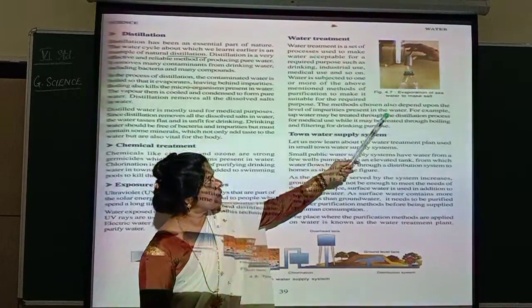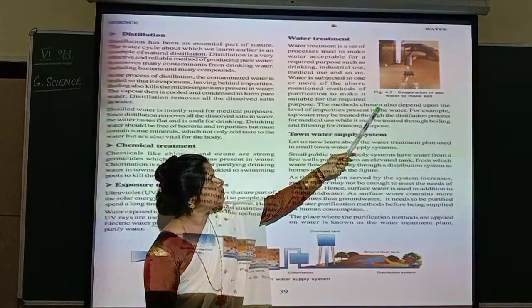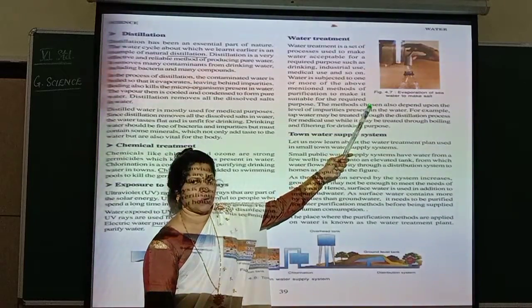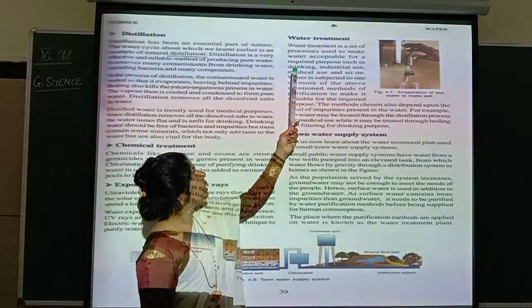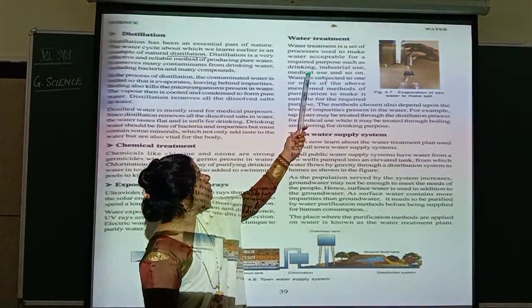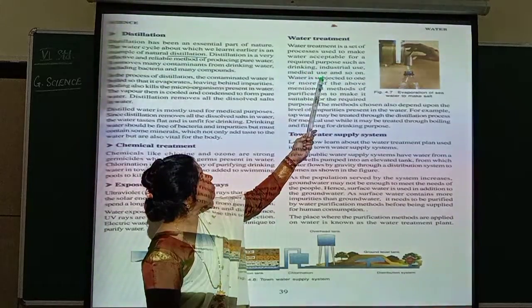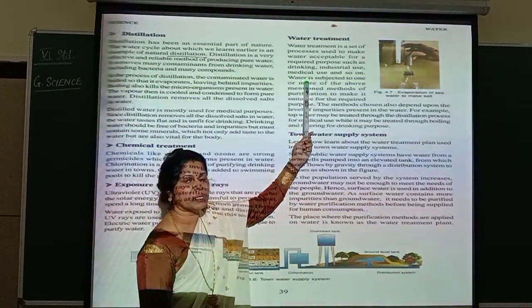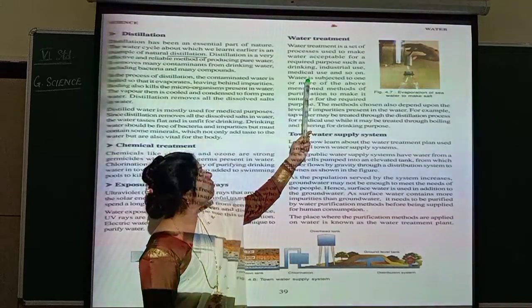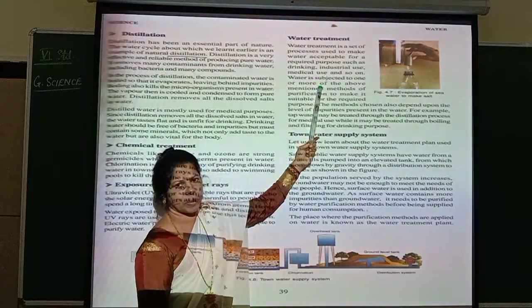So this is evaporation of sea water to make salt. How do we get salt? It is from the sea water. That is why sea water is salty to taste. So here you see, water treatment is a set of processes used to make water acceptable for a required purpose, such as drinking, industrial purposes and medical purposes.